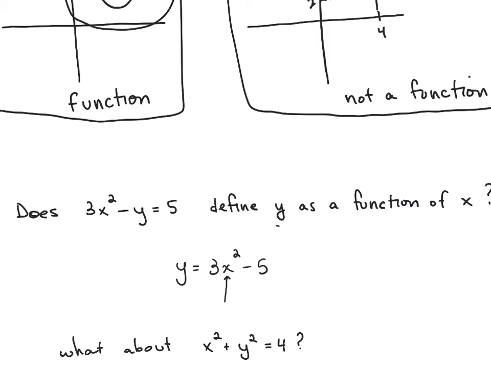For example, if I plug in a 0, I get 0 squared, which is 0. 0 times 3 is 0. 0 minus 5 is negative 5. So if I plug in a 0, I get negative 5. One input gave me one output. Any value I choose for x to plug in as an input is only ever going to produce one output for y. So this is going to be a function. So the answer is yes. That equation 3x squared minus y equals 5 does define y as a function of x.